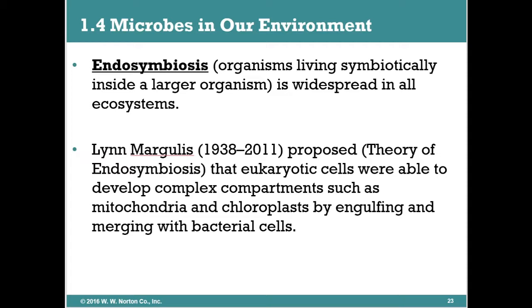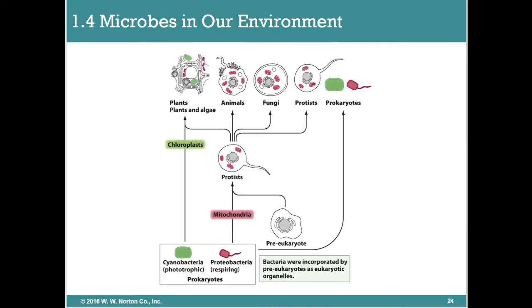Her theory proposed that eukaryotic cells were able to develop complex compartments like mitochondria and chloroplasts because way back in the early days, one cell took up something that actually had mitochondria and chloroplasts, and then they merged into one cell. So here is a figure that shows what I mean. We have a pre-eukaryotic cell, so that means pre-mitochondria, pre-chloroplast, pre all organelles essentially.